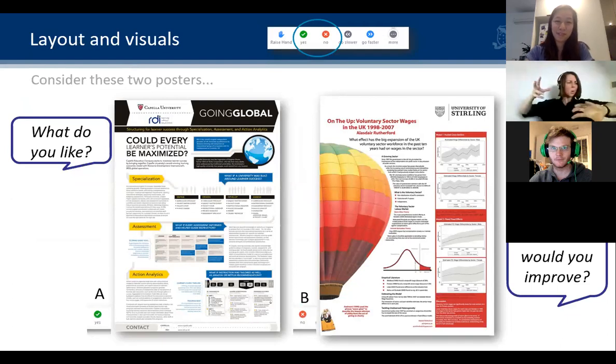All right, let's bring all of this together. I want to get your impression of these final 2 examples. While you're looking at them, ask yourself, what do I like about them? What would I improve about them? And I'd love to hear your vote. So yes for A, no for B.